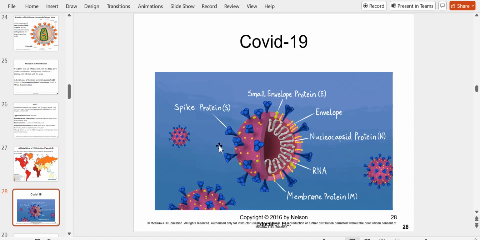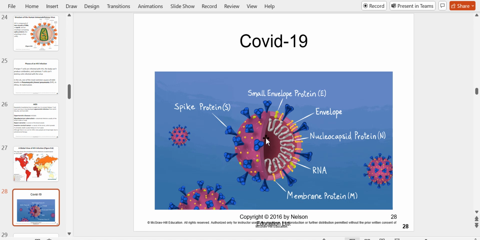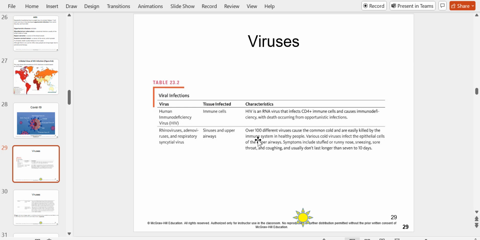Here's your COVID-19. Again, there's your RNA, your spike protein, your capsid, and your RNA in the middle. So just a nice little shot here of viruses. Here there's HIV, tissue infected, immune cells. HIV is an RNA virus that infects the CD4 immune cells. Then rhinoviruses, adenoviruses, respiratory.